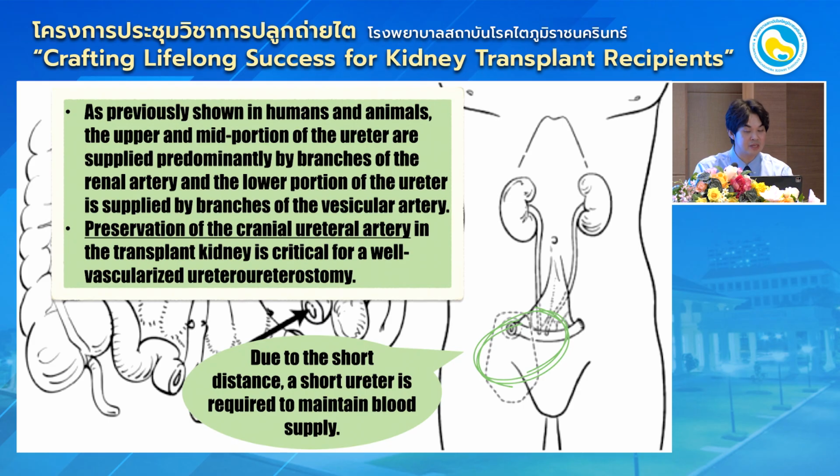Therefore, the transplant ureter should be kept as short as possible to maintain its blood supply. This approach facilitates a healthy, well-vascularized ureterostomy. For these reasons, the clamps should be positioned as close as possible to the conduit, ensuring optimal vascular preservation.